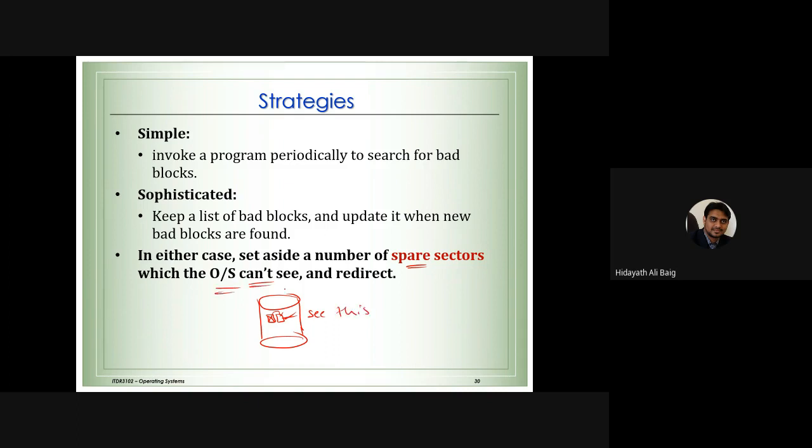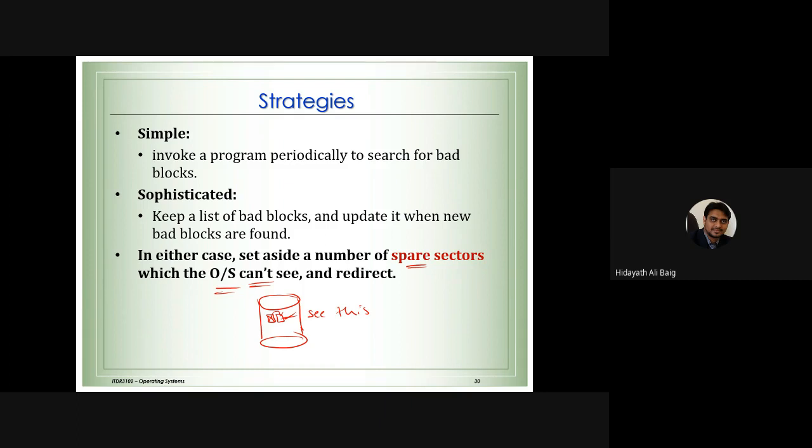The operating system cannot see them because they are special blocks, the spare sectors. Whenever we need them, the operating system should use them. They should not mix up with the general scheduling of disk reading or writing. We should not consider or use these blocks. Normally, we have the fifth tire of the car and we don't use it. We use only four tires. The fifth one is just the extra thing. So that is what we need to keep in mind.